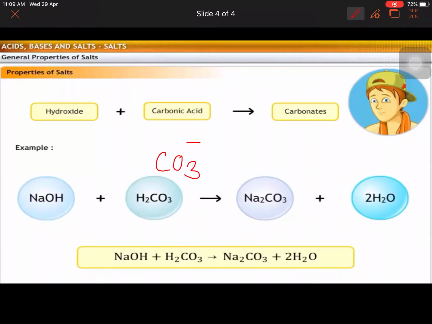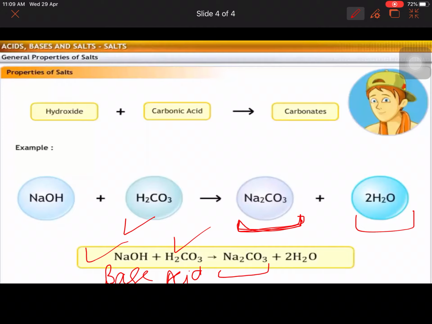Okay. Now, this becomes sodium carbonate. According to the acid, whatever the acid, the salt will be according to the acid's name. So sodium carbonate and water. So this is the neutralization reaction: salt plus water. Okay. Sodium hydroxide means the base, and this is the acid, again neutralized, becomes salt plus water.